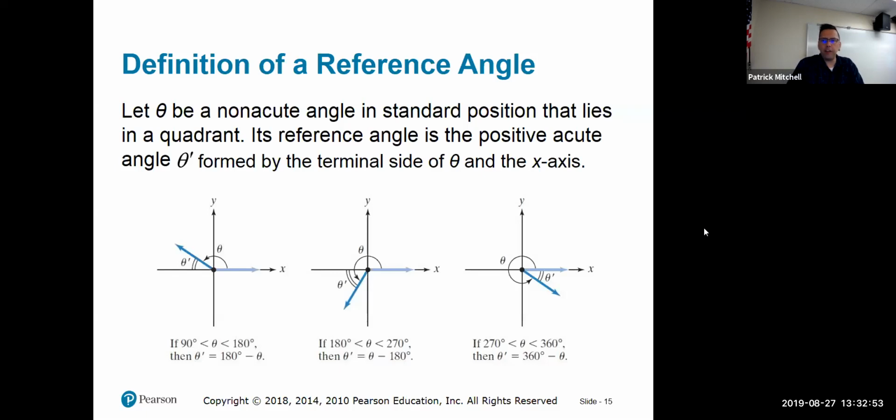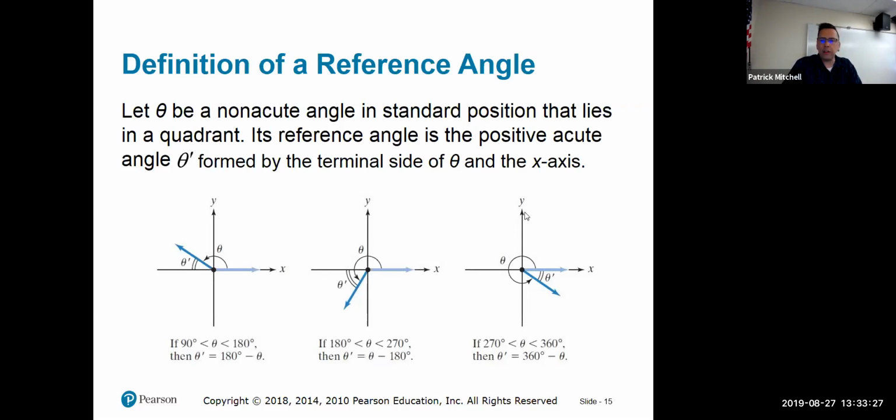Okay, that brings us to reference angles. Reference angles are a super important thing to understand in order to be able to evaluate trig functions in other quadrants. So what I hope has happened up to this point is that you're getting a really good handle on quadrant 1. And then quadrants 2, 3, and 4, it looks like an impossible amount of stuff to memorize if you take that approach, but you don't have to take that approach.